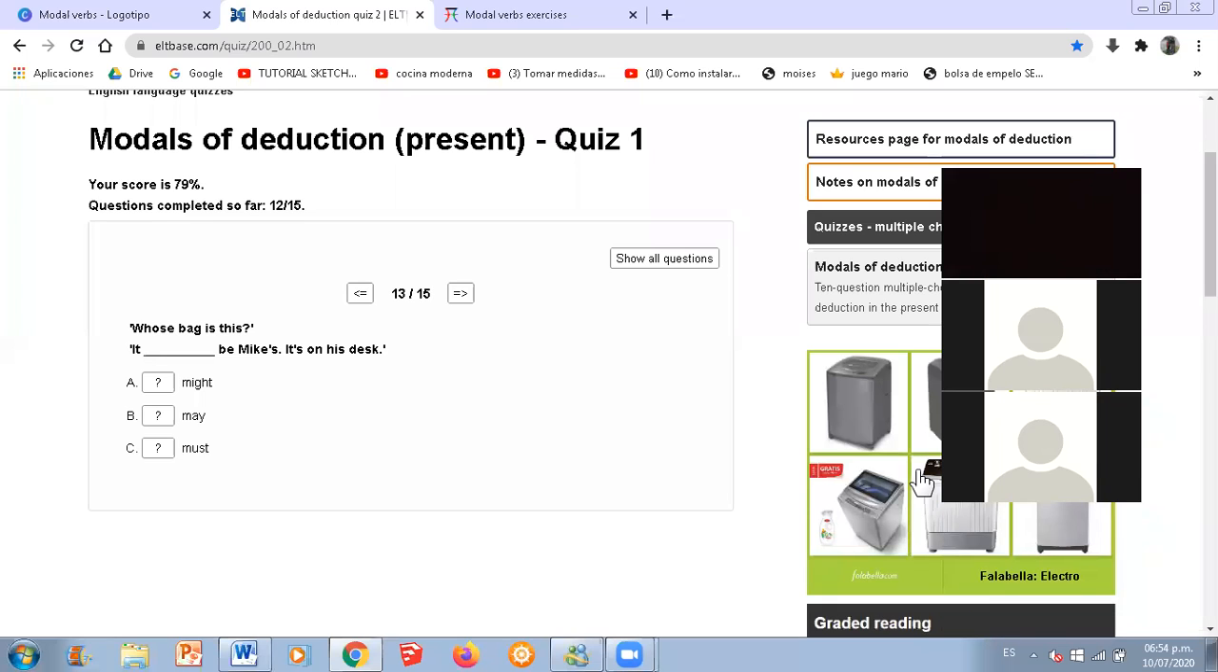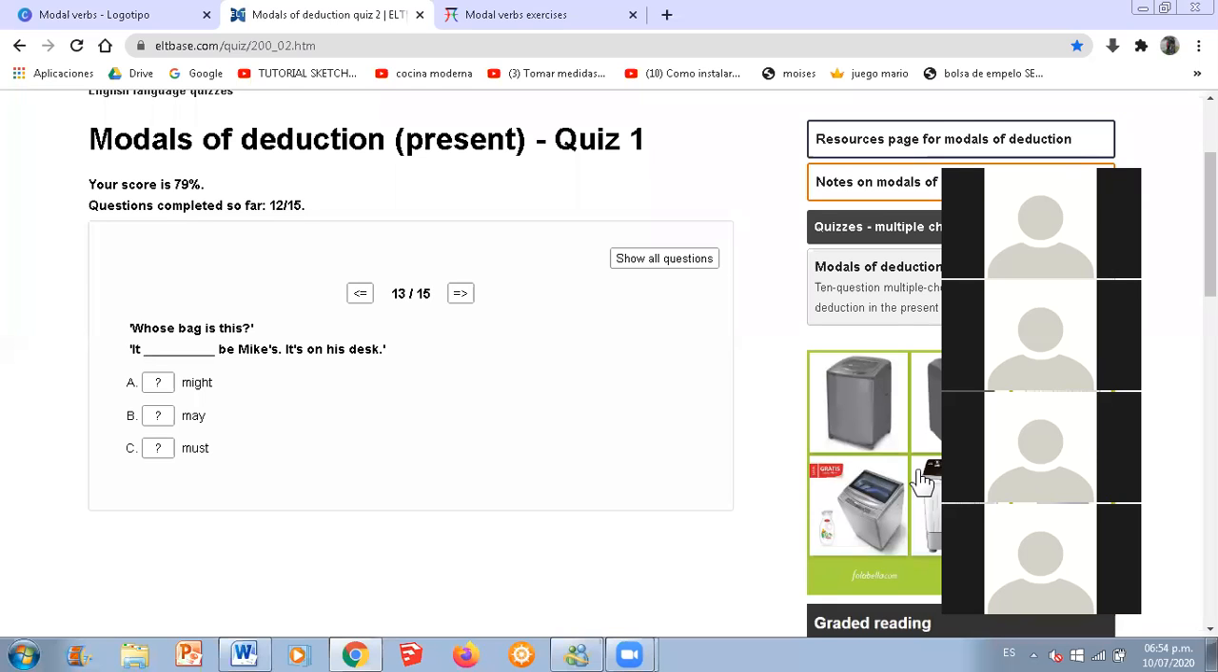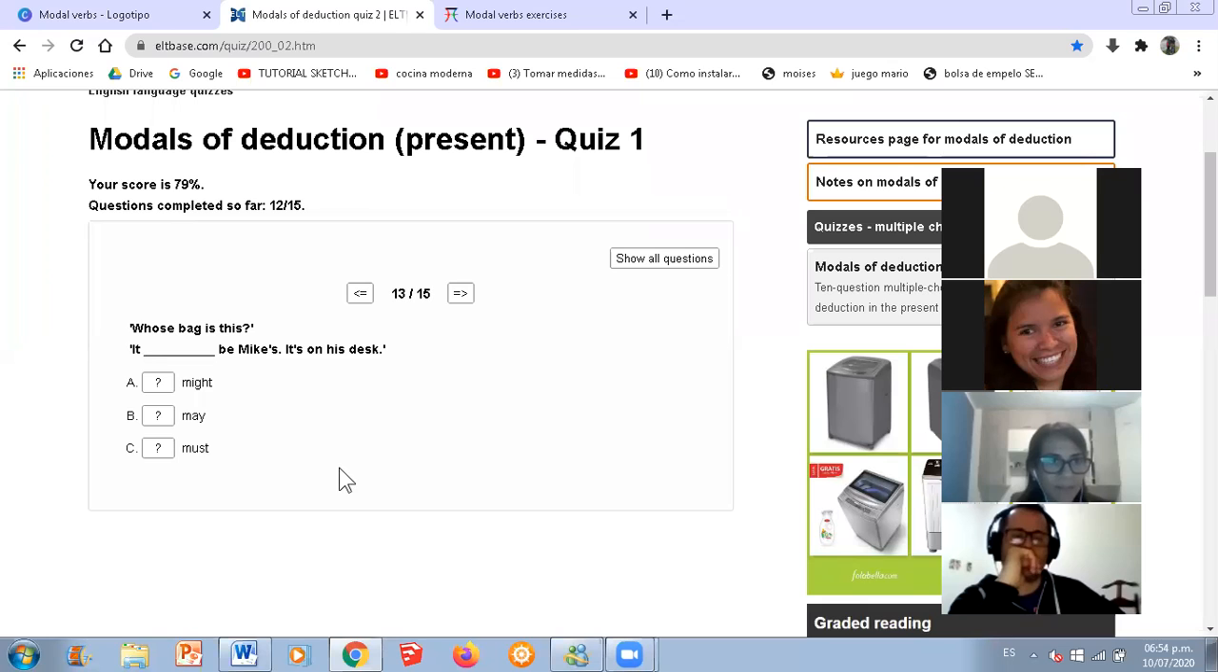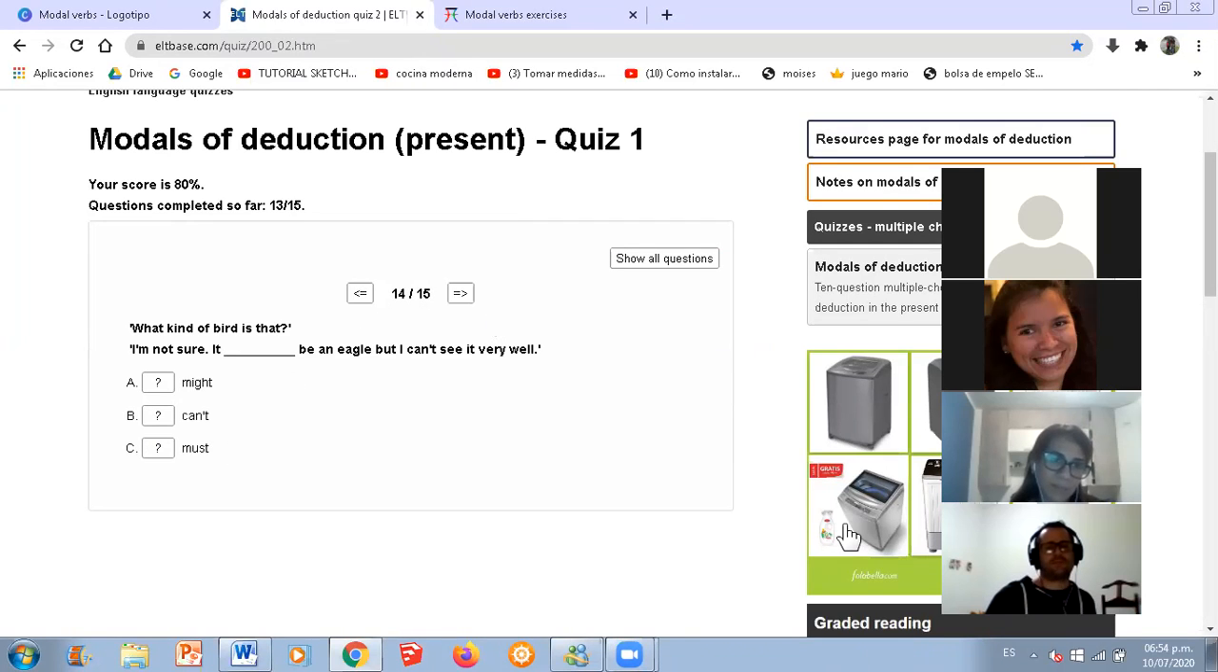Okay. Listo, Ana Jancy. Okay. Whose bag is this? It might be Mike's. It's on his desk. No. Must. It must be Mike's. It's on his desk. Very good. Good. Okay. Who else?